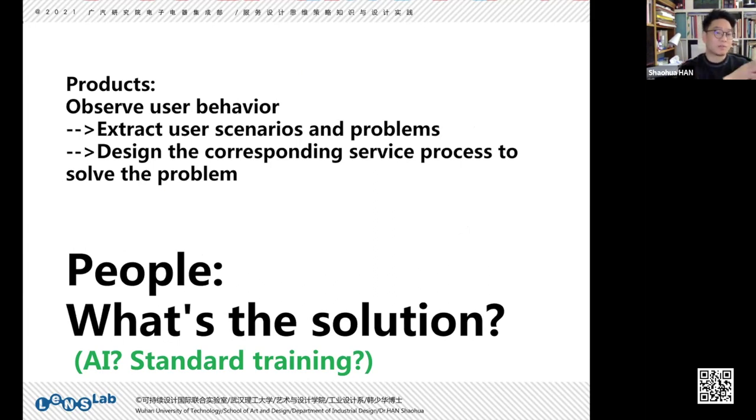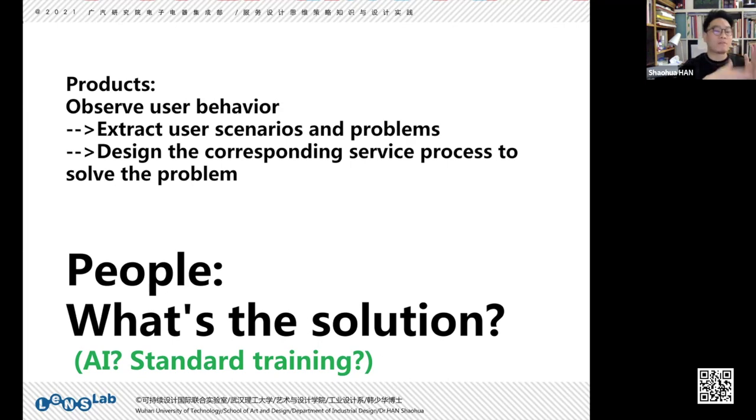You must know, you will start from observing user behaviors, right? From this period, we do the user research. We extract user scenarios and problems. Then we find the user's pain points, what the problems are, and when the problems happen for the users. That's the first thing we can do. Then we can also design the corresponding service process to solve the problem.